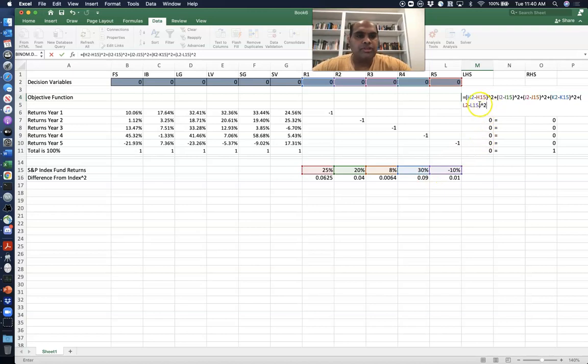Right? So you take each of the differences. Now, if you're not comfortable with this, you can put a parenthesis around the whole thing. But the order of operations will make sure that you don't really need these parentheses, right?